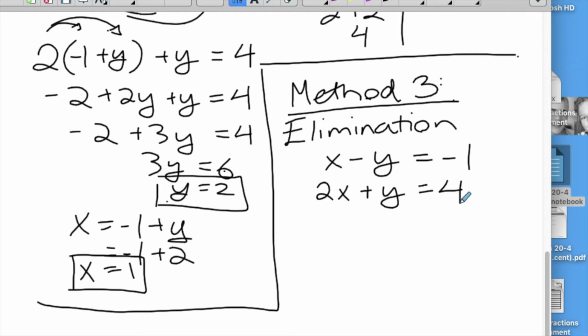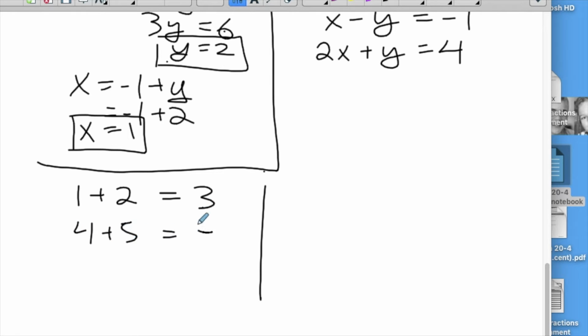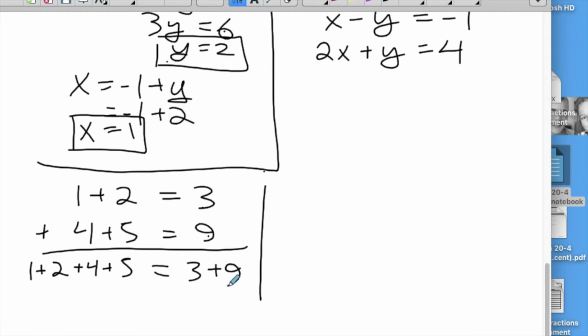All right, so the idea behind elimination is that we can add and subtract equations to get a new equation that is also valid, right? So for example, the reason why this works, by the way, is because of this. If I have something like, and this is just a side note, if I have 1 plus 2 equals 3 and 4 plus 5 equals 9, those are both true, right? Well then, if I do this, 1 plus 2 plus 4 plus 5 should equal 3 plus 9. I should get a new equation that is also true. Is that true? Yeah. This is why elimination works, okay?